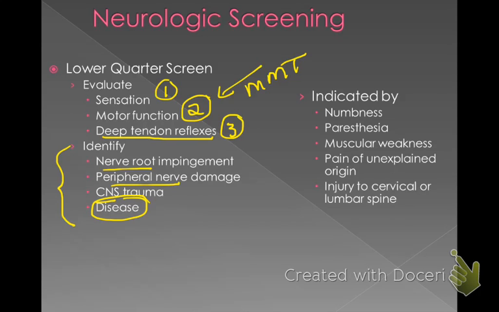And so what will we expect to find in a neurologic or a lower quarter screen? Well, any positive signs would be any patient who reports numbness when you touch a specific area, any person who reports muscle weakness when you do the motor function testing, and then any injury to the lumbar or cervical spine. You definitely want to do a lower quarter screen to rule out any peripheral nerve damage that might have occurred during the injury.